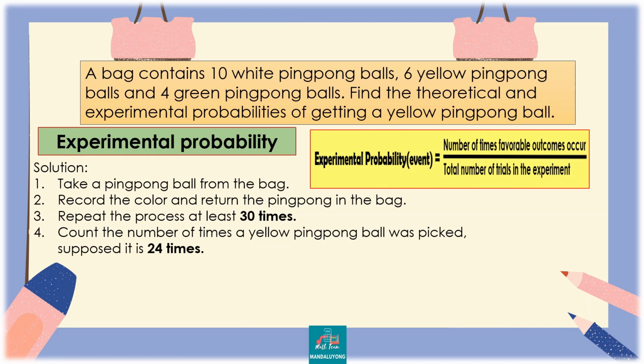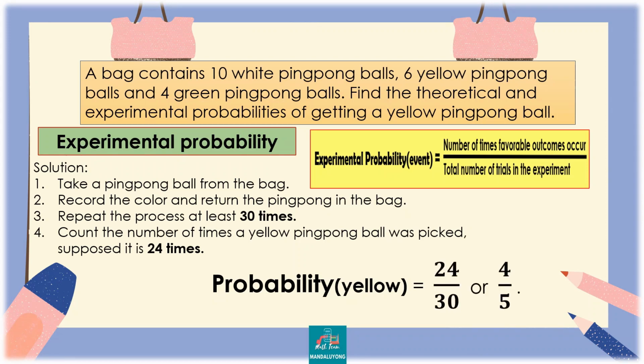This is the formula we are going to use in experimental probability of an event. It is number of times favorable outcome occur divided by total number of trials in the experiment. So, experimental probability of picking yellow ping pong balls is 24 over 30. 24, ito po ang ating favorable outcomes kasi 24 times nakuha ang yellow ping pong balls. 30, ito po yung ating total number of trials. Or 24 over 30 is equal to 4/5.